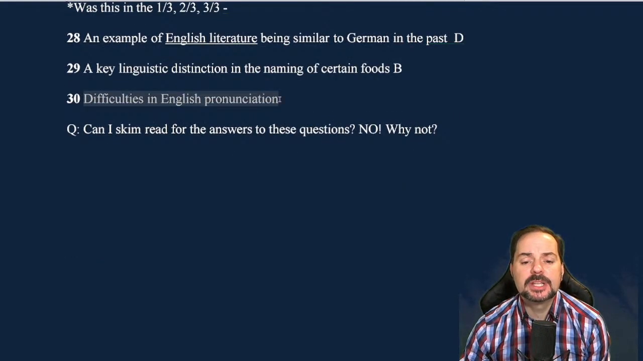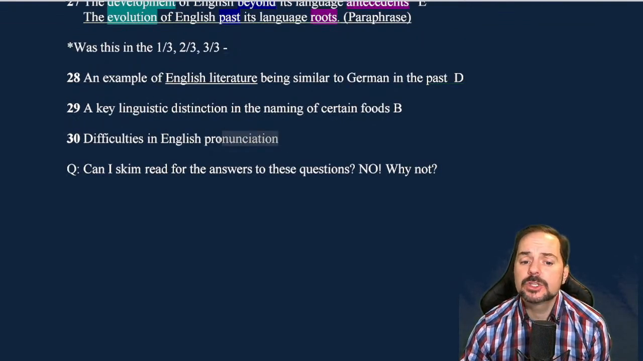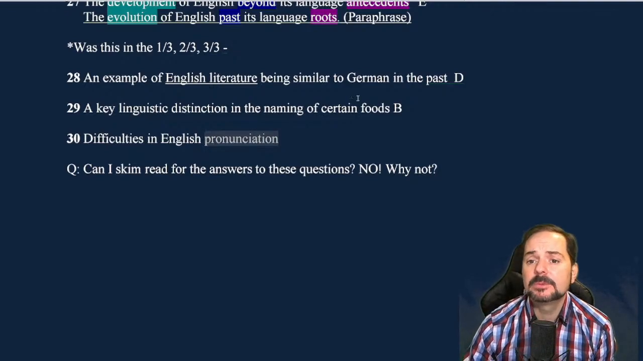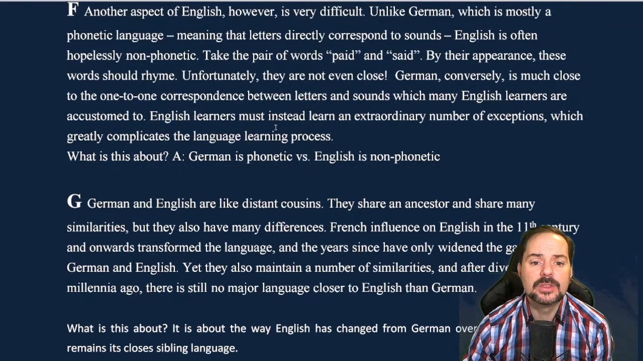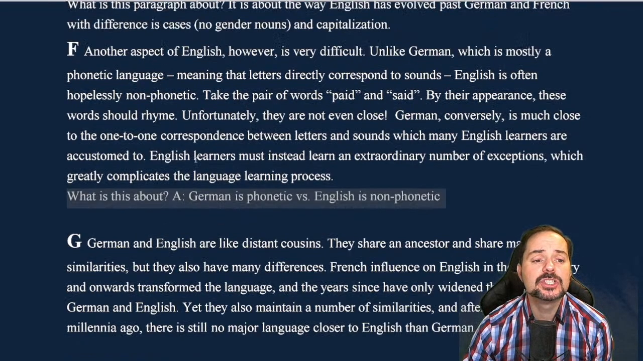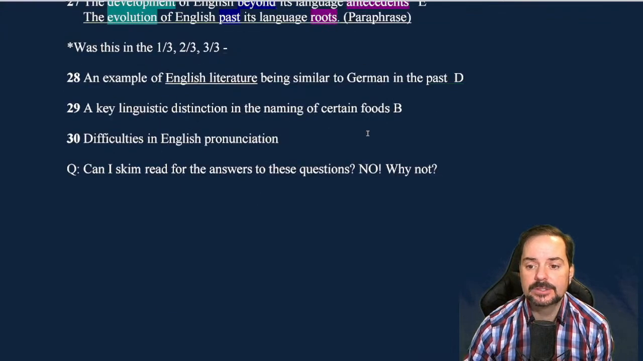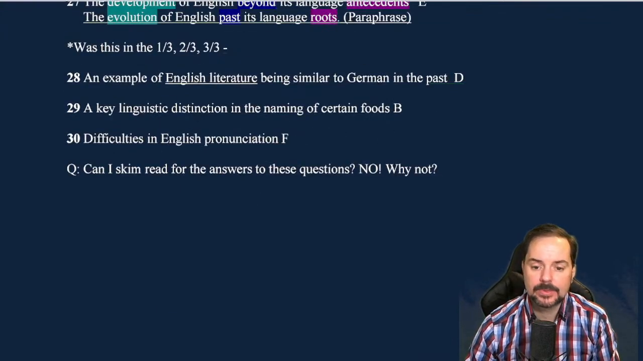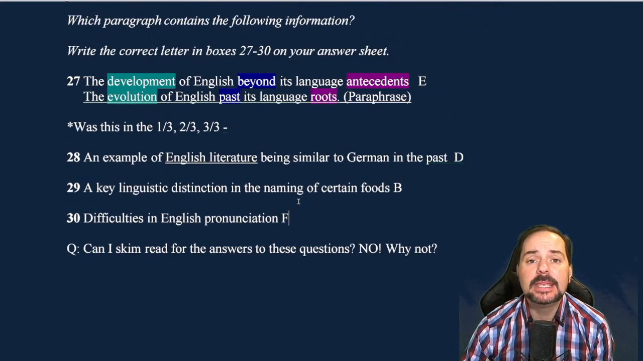Difficulties in English pronunciation. I know that that one is about phonetics. So this is what happens when you understand the passage, right? So you might do a search for pronunciation. You might find it, but we're actually looking for phonetics here. I remember that was kind of somewhere near the end, and here it is. So German is phonetic. English is non-phonetic. So the answer there is F. All right. Okay, so correct answers E, D, B, and F.